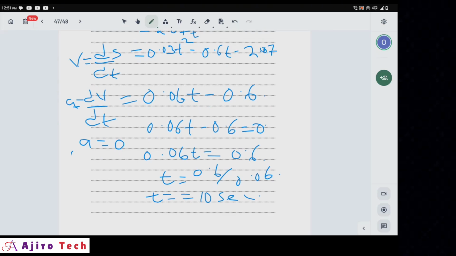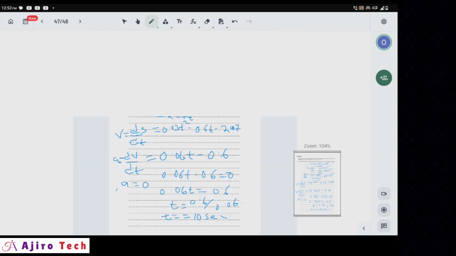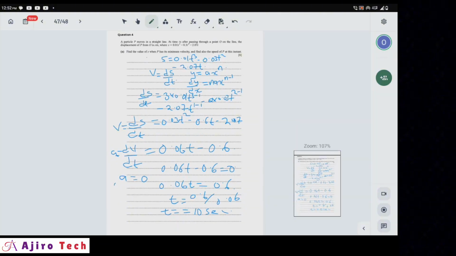So after getting that as 10 seconds, what are they asking for? They said find the value of x when p has its minimum value, and also find the speed at p. So once we have gotten the value of time, we can now insert it back into the equation of x, which is my distance. We can insert the value of t into this expression given here. And so with that, we should be able to get the value of my distance.